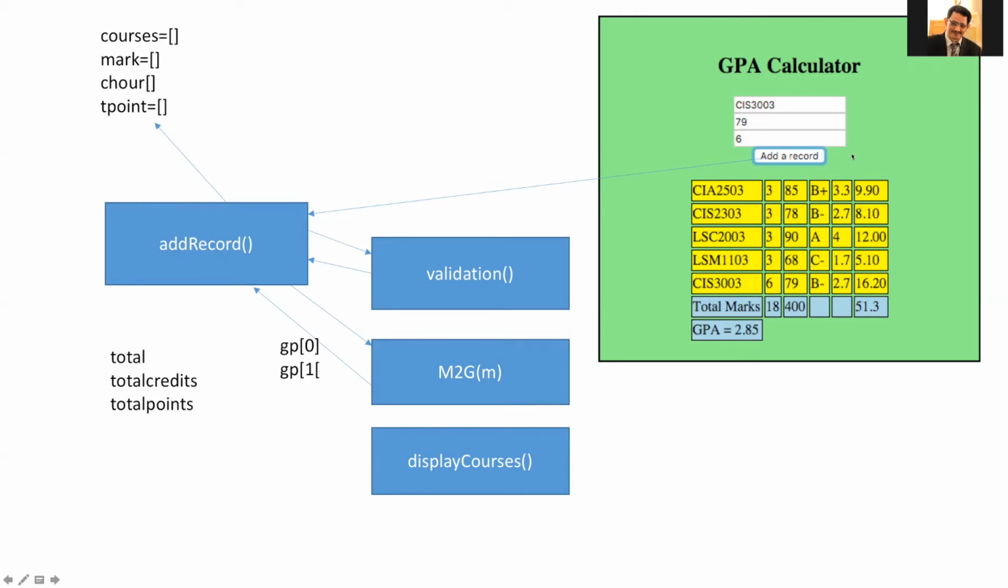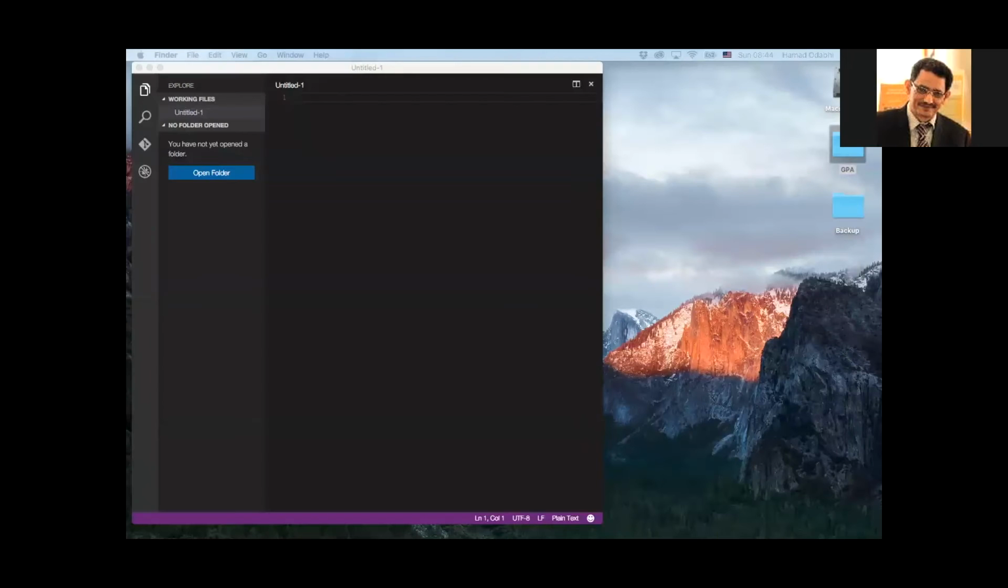You have done this exercise before, so that's something similar. And then at the end it will calculate the total and the credit and the GPA, and use the display courses method to display the results. So adding, validating, converting to grade, and displaying results. These are the 4 functions we'll be using in this example. And there are 4 arrays used to store the data entered here, plus the total of the points the student scored. So now we'll get into the demo.